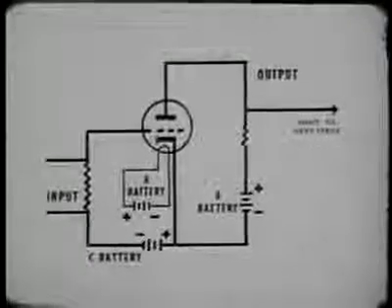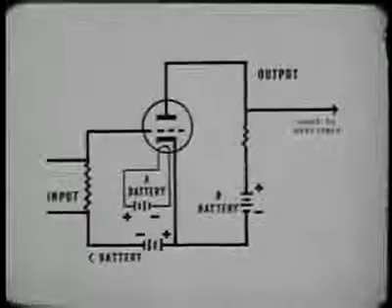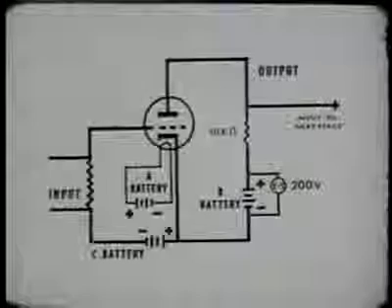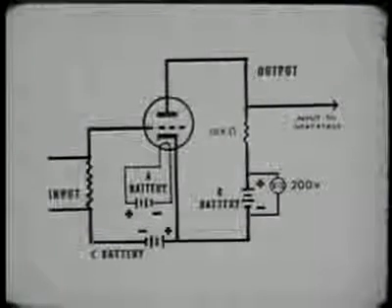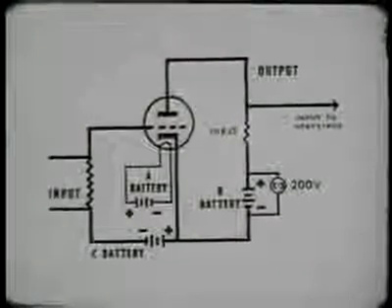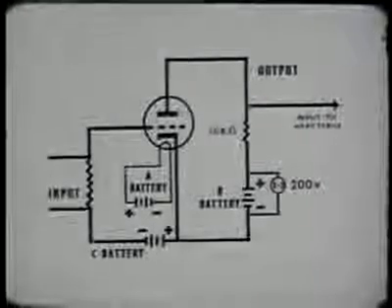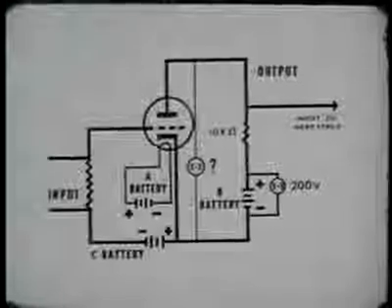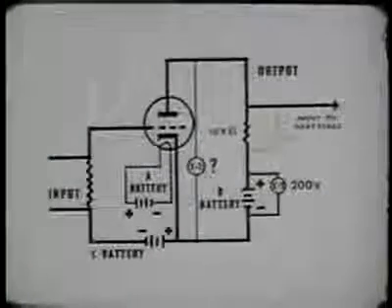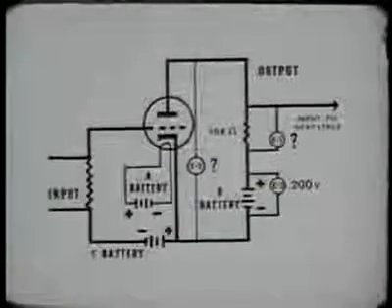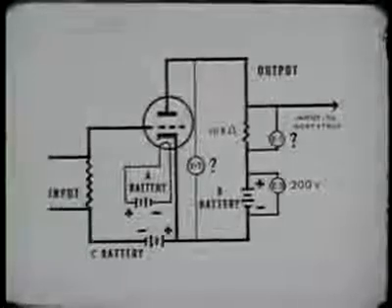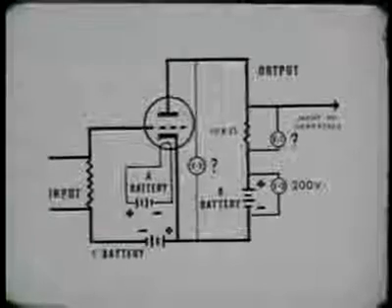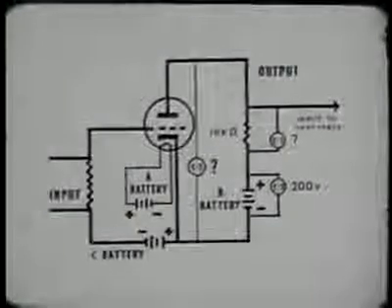Now, suppose we place some values here. The B battery has a potential of 200 volts, and the load resistor is 10,000 ohms. To compute E2, or the difference in potential between the plate and cathode, we must subtract E1, or the drop across the load resistor, from E3, or 200 volts. Therefore, we must first compute E1.